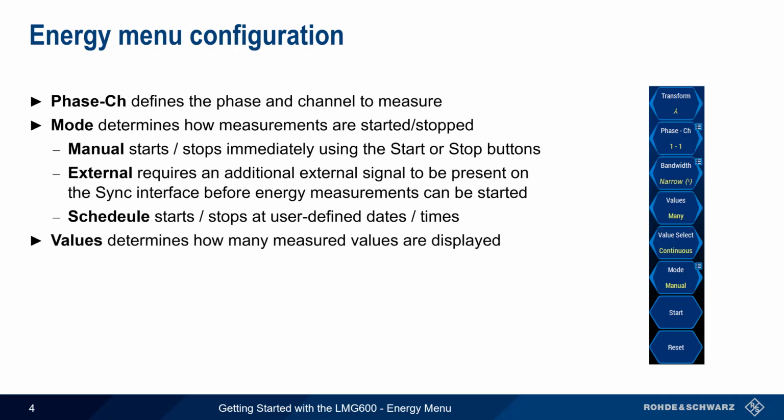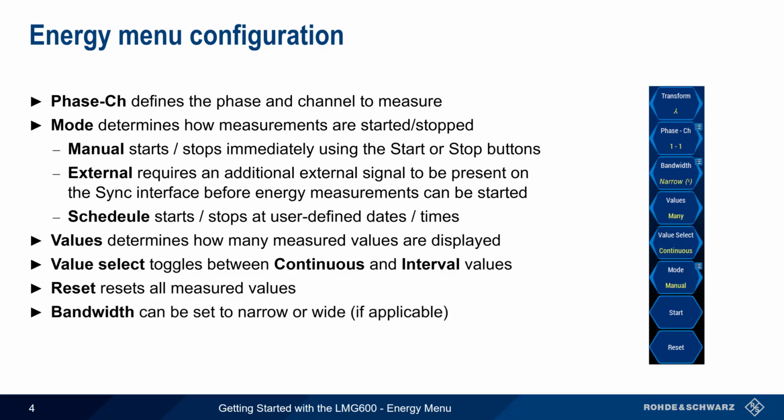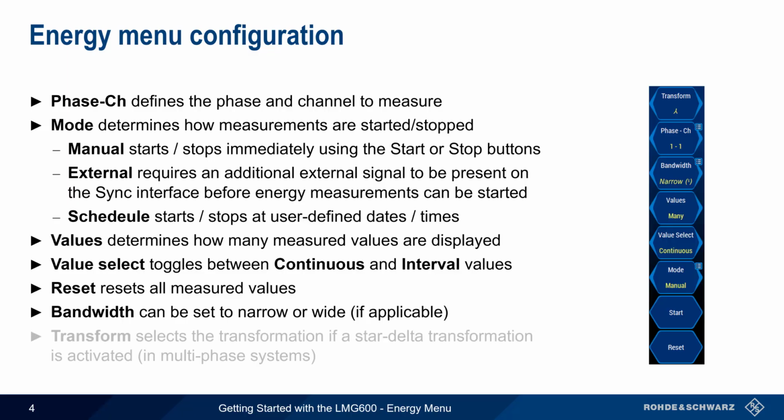The Values field controls whether only a basic set of values or the full set of values is displayed. By default, these values are displayed continuously, once per measurement cycle, but as we mentioned earlier, these values can also be reported at user-defined intervals as well. The Reset button is used to clear all accumulated values and start again from zero. There are also two less commonly used parameters. Bandwidth can be set to narrow or wide when applicable, and for three-phase systems, transform is used to select the transformation type for a star-delta transformation.